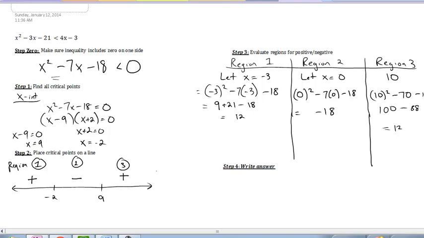That information, this number line right here, is the key to answering the problem. I want to know what x values cause x squared minus 7x minus 18 to be less than 0. And those x values appear, all the x values in region 2. That's not a great description of an answer. We'd rather use interval notation. I do not include the endpoints. Do not include minus 2 and 9, because we're strictly less than.